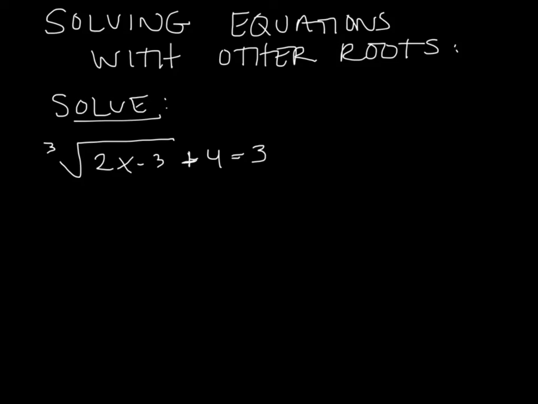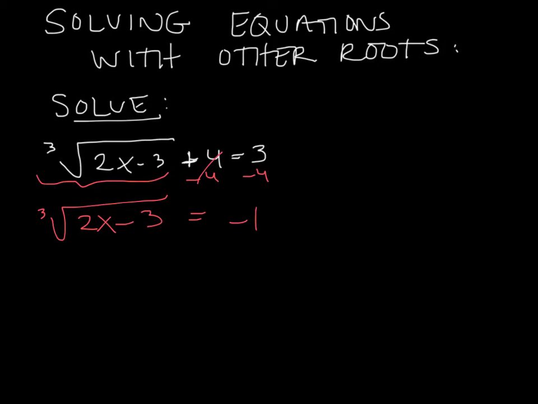Okay, so we're back with solving equations with some other roots in here. I'm taking this example from page 569. It's just a cube root equation, so all of our same steps as before. Before we can do anything, we have to get this alone. I'm bringing over that 4, so I'm going to subtract the 4 from both sides, and I get a -1.